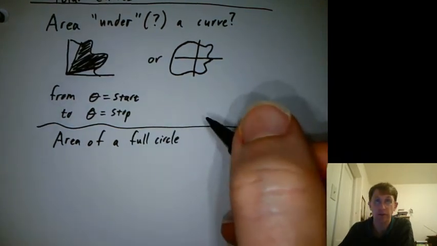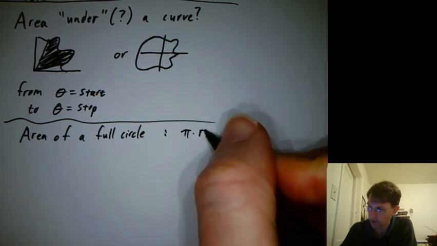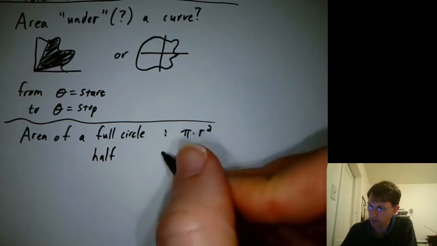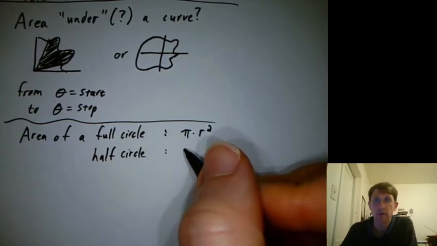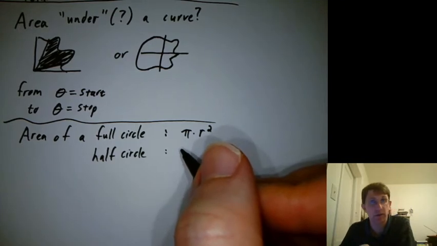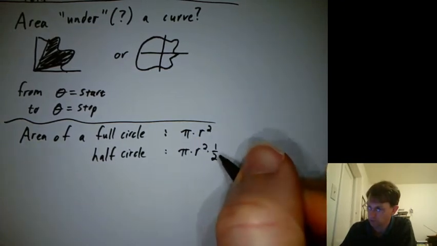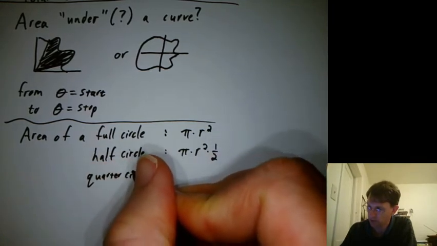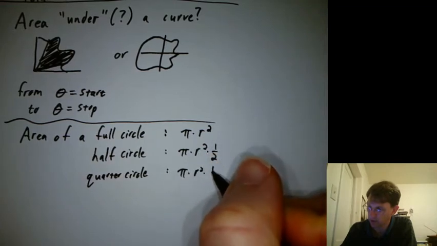I'm going to say a full circle. Hopefully you remember that the area is pi r squared. How about the area of a half circle, a semicircle? Well, that would be the area of the full circle times a half. How about the area of a quarter circle? Probably see where I'm going with this. Pi times r squared times 1/4.